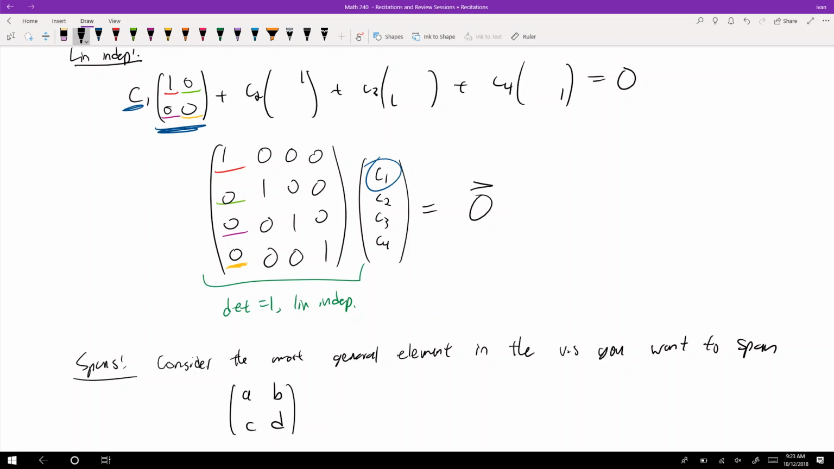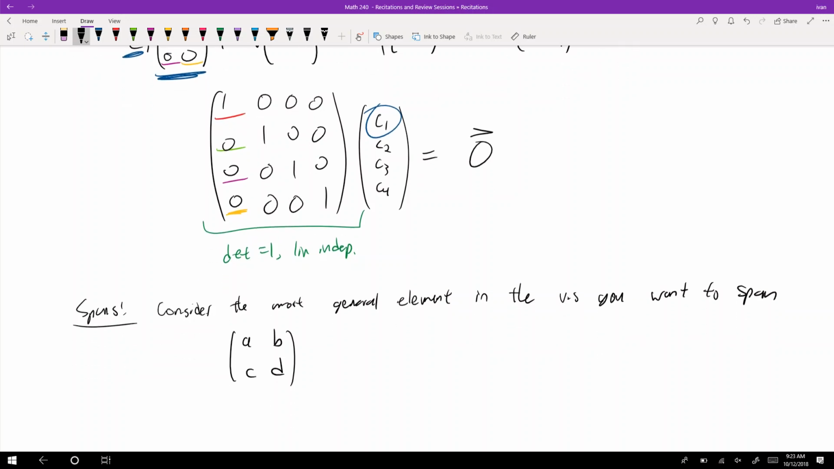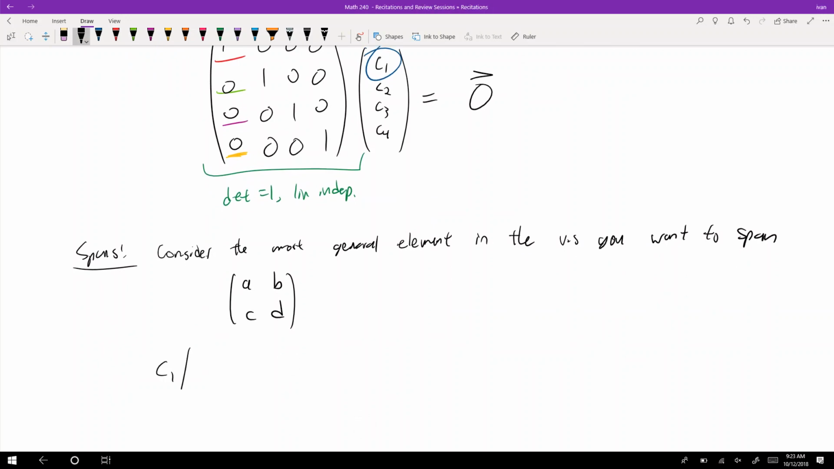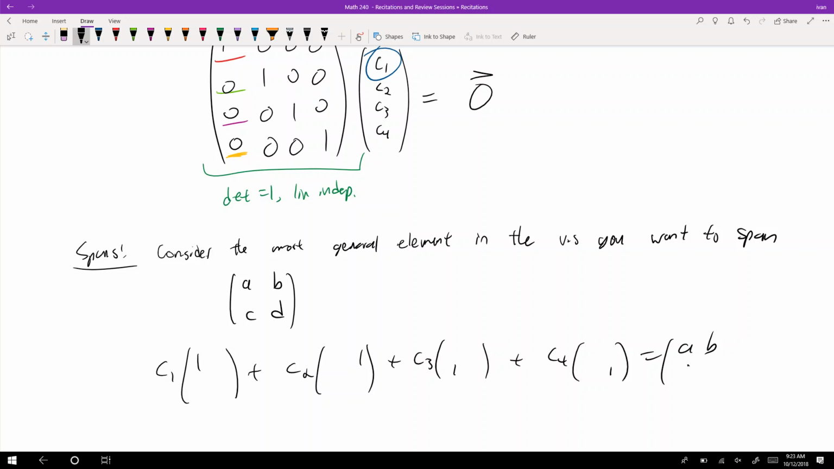So A, B, C, D is going to be the most general element. It's because we don't want to make any commitments to what our matrix entries are going to be, so we're just going to make them unknown, essentially. So that's the most general element. Now what you want to solve is C1 times this guy plus C2 times this guy plus C3 times this guy plus C4 times this guy is equal to A, B, C, D. And you want to see if there's a solution to that.